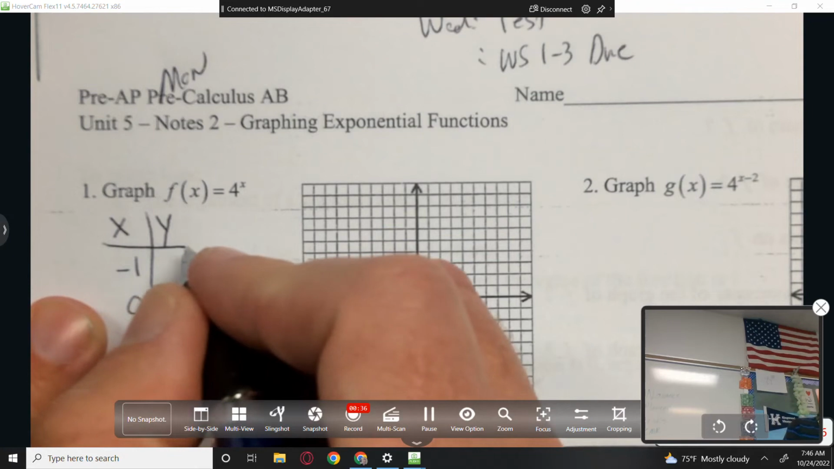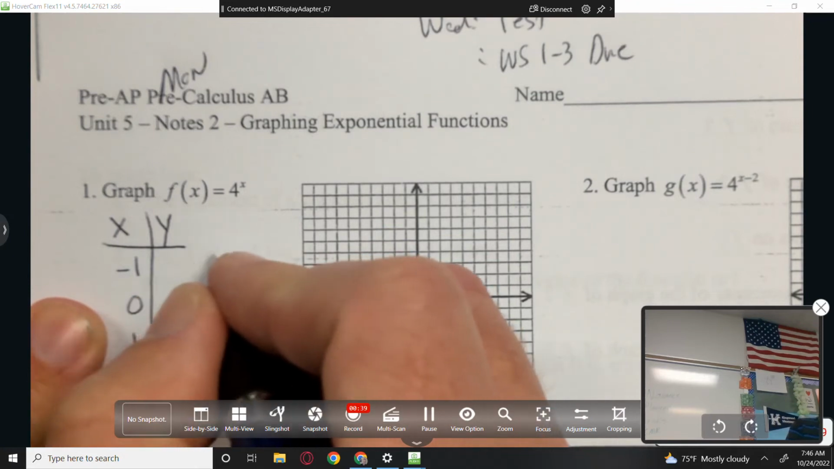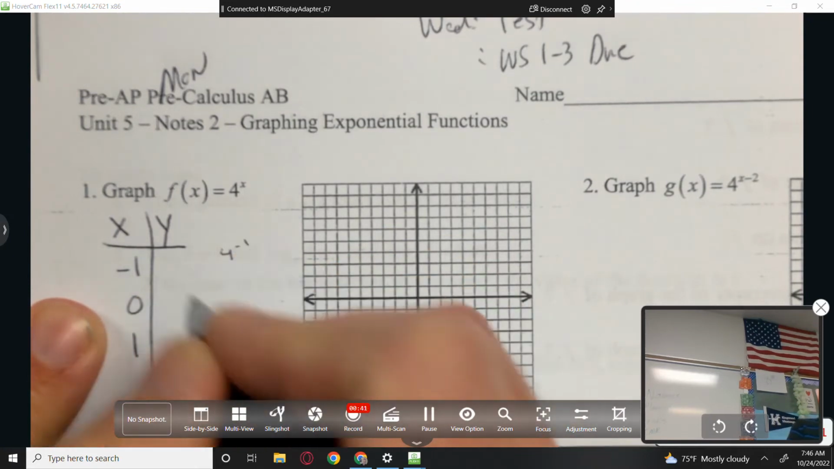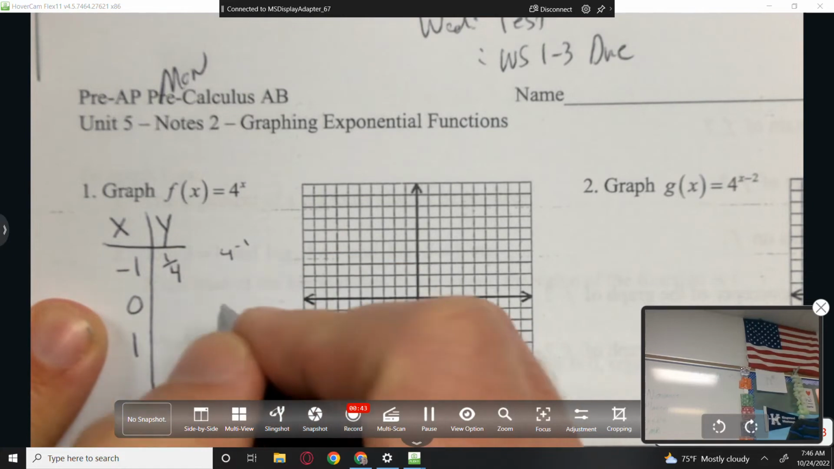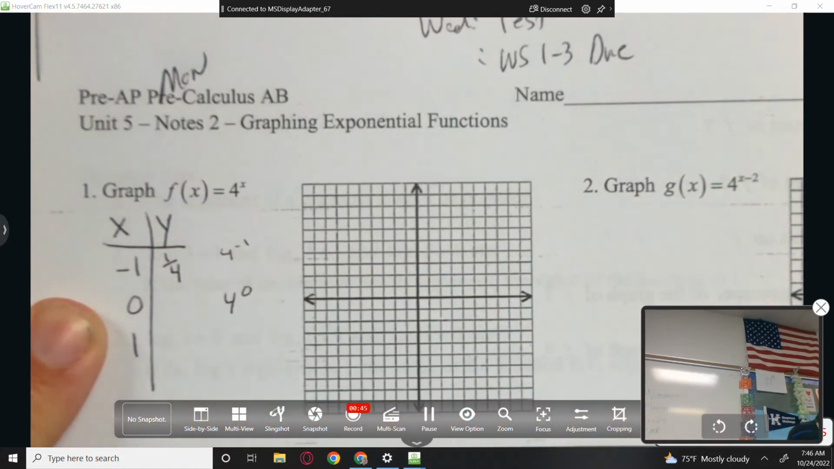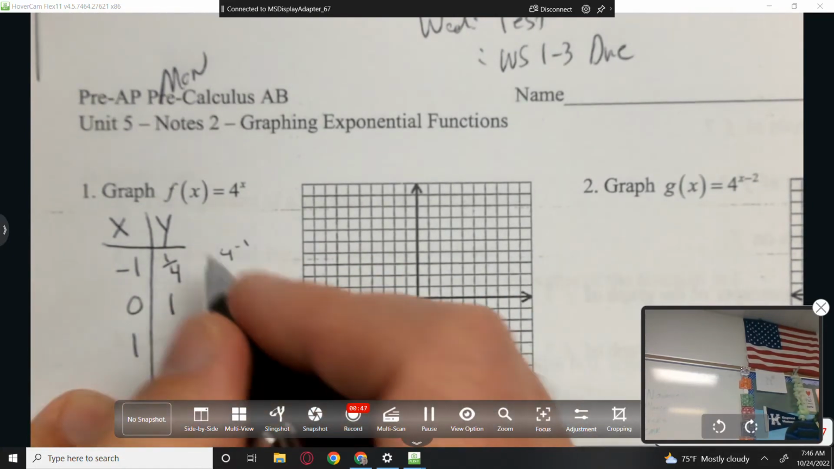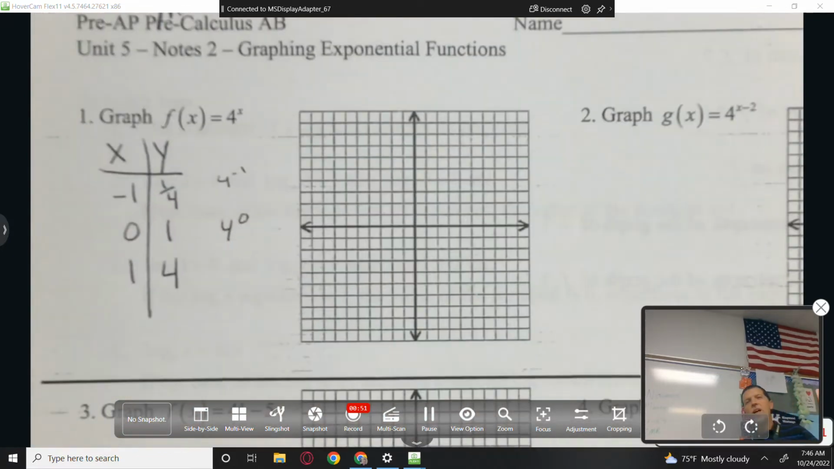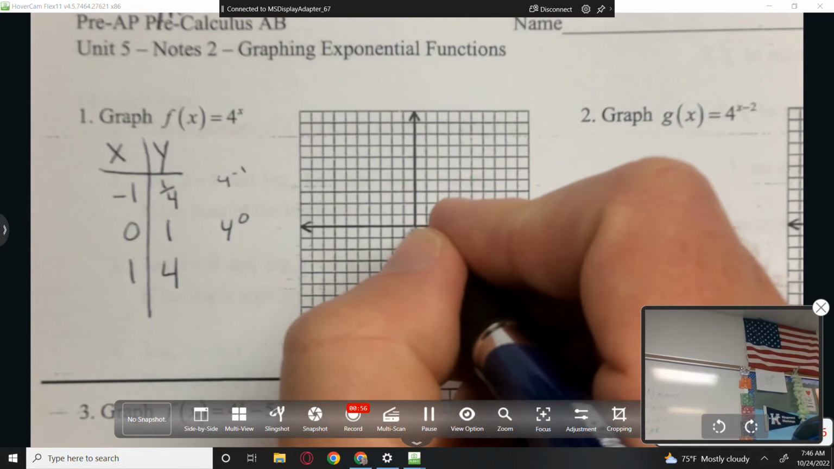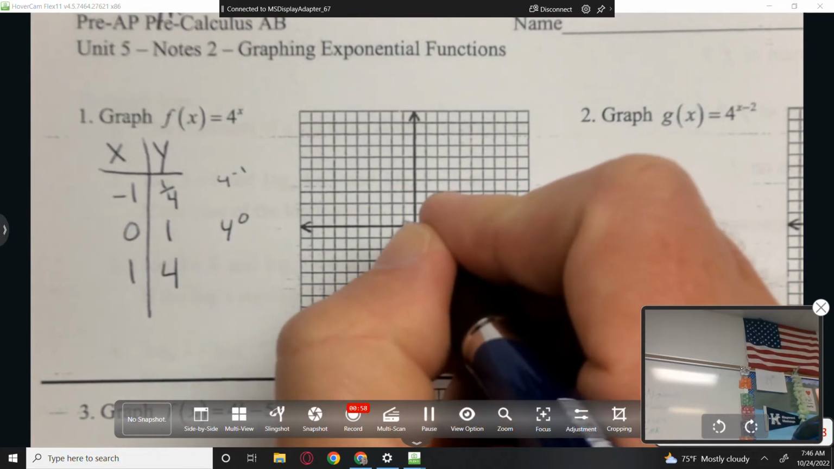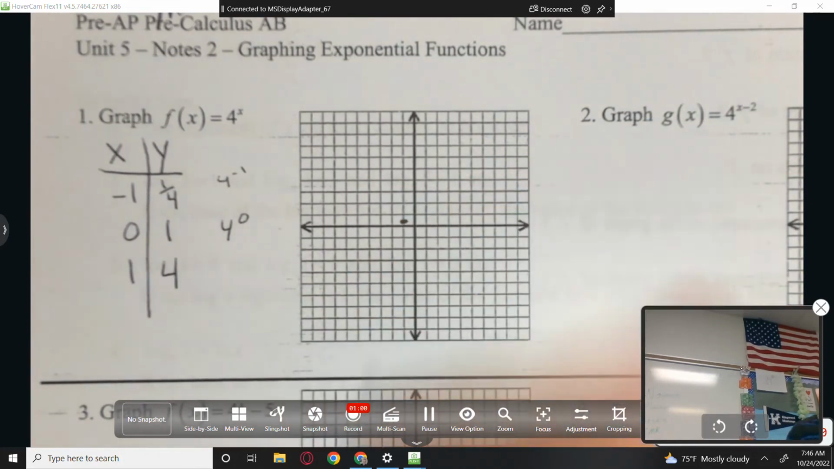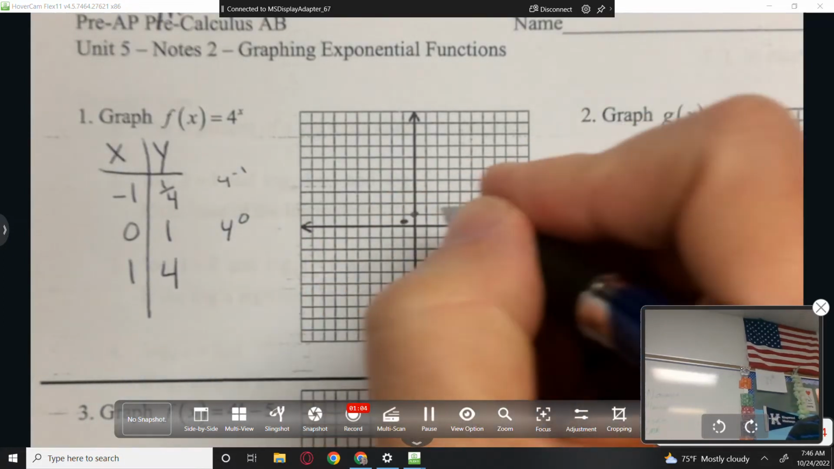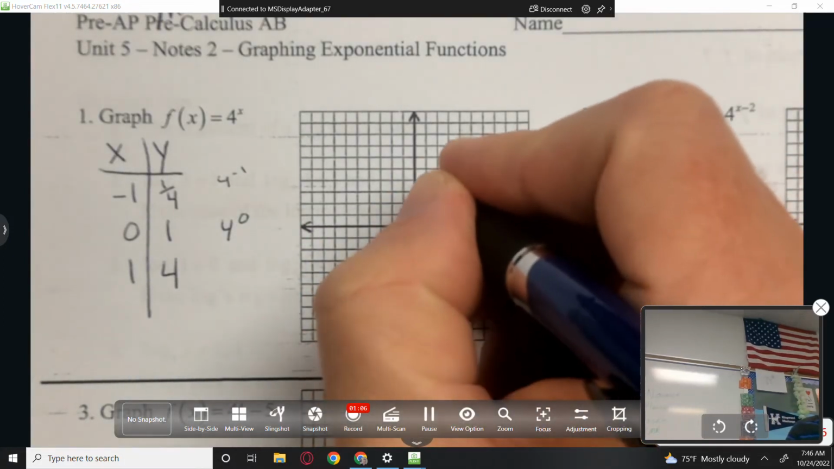For the -1, what's 4 to the -1? 1 over 4. What's 4 to the 0? 1. And 4 to the first is 4. Well, that was pretty easy. Let's plot those points. So -1, 1/4. 0, 1. And 1, 4.